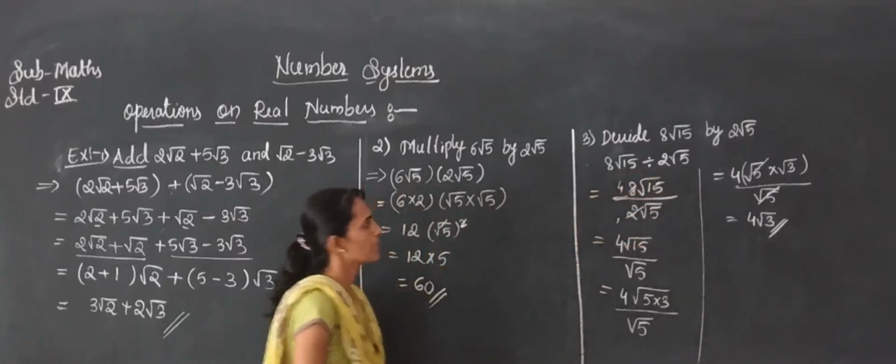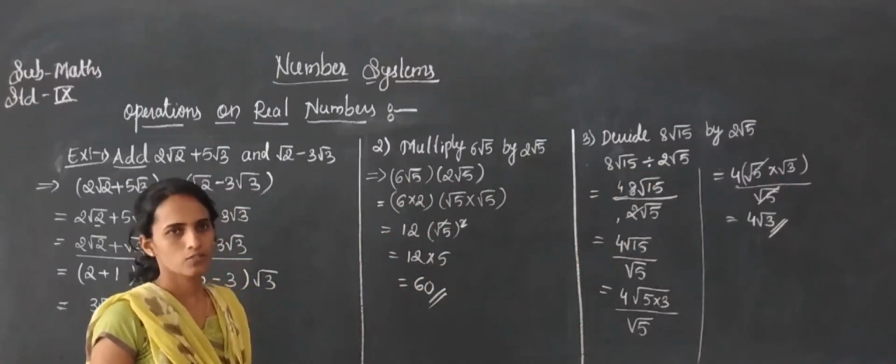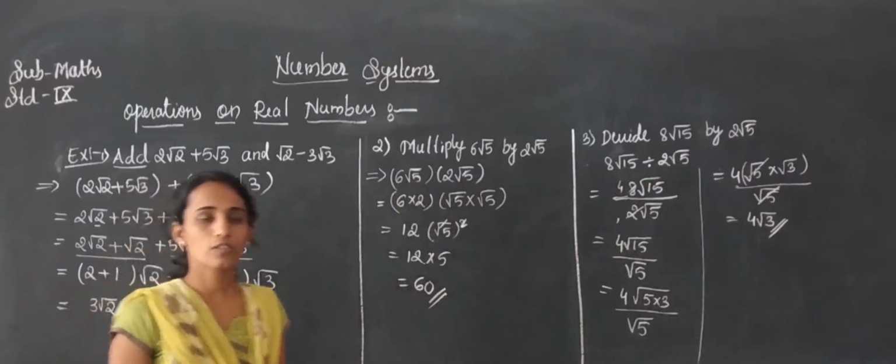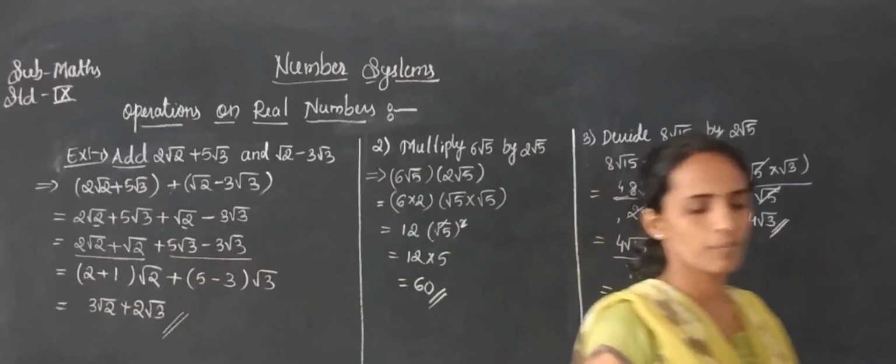This is the division of 8 root 15 divided by 2 root 5. When 8 root 15 is divided by 2 root 5, we get the quotient 4 root 3. So I hope you understood the operations on real numbers, how to do addition, subtraction and multiplication of real numbers here.